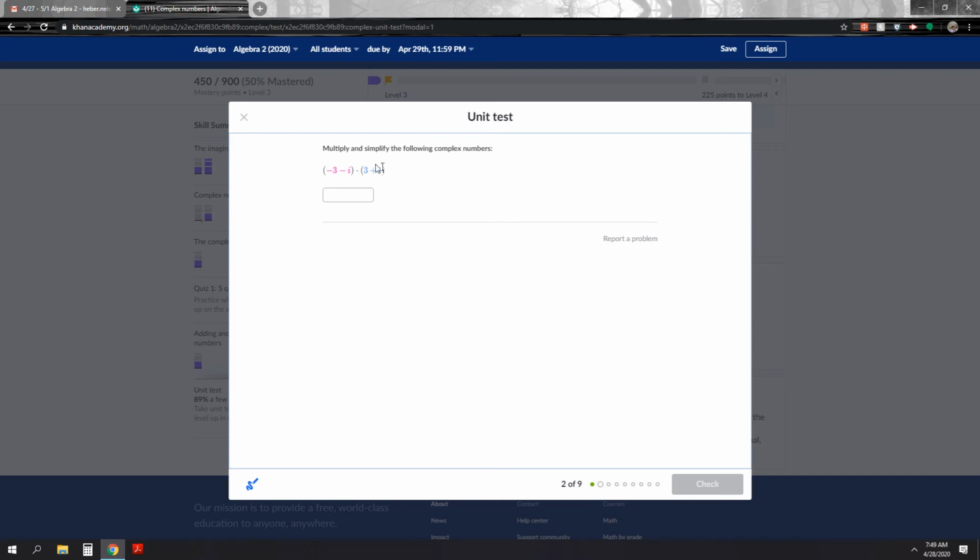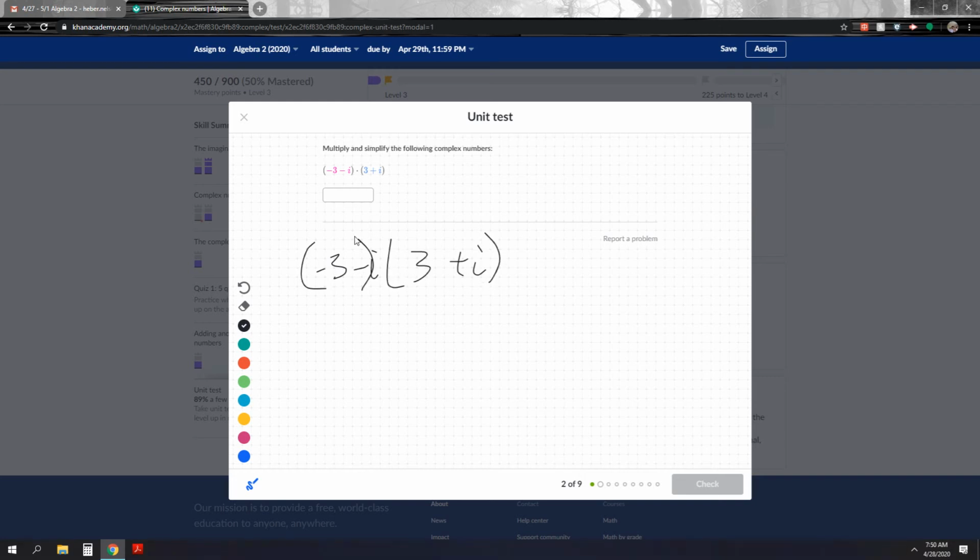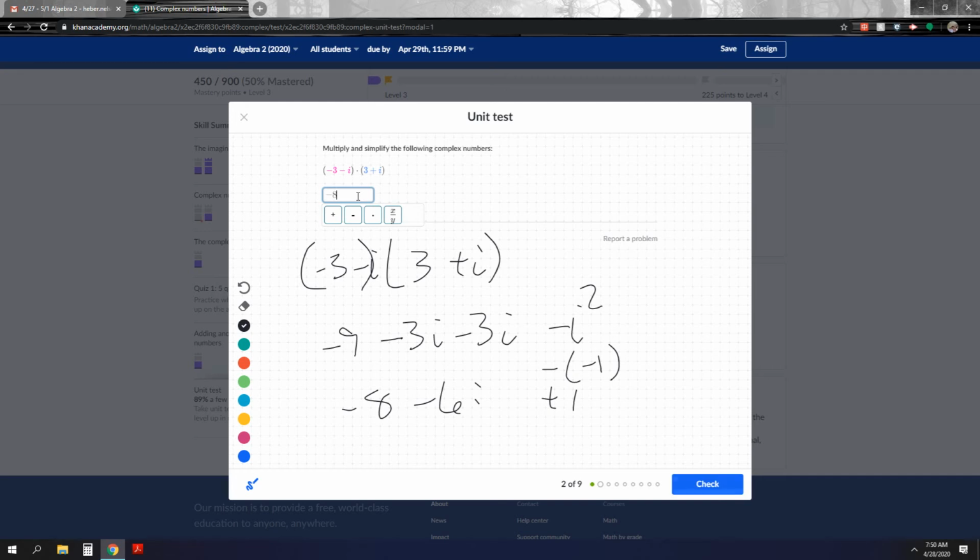Negative 3 minus I times 3 plus I. Right, so we have negative 3 minus I times 3 plus I. Negative 3 times 3 is negative 9. Negative 3i, negative 3i minus I squared, minus negative 1, plus 1. Negative 9 plus 1 is negative 8. Negative 3i minus 3i is minus 6i. So for that one, we're getting negative 8 minus 6i.